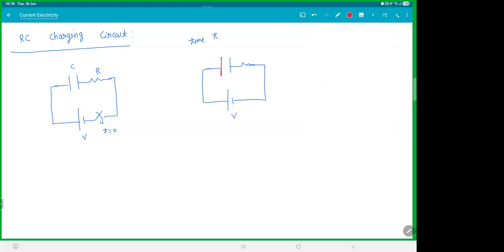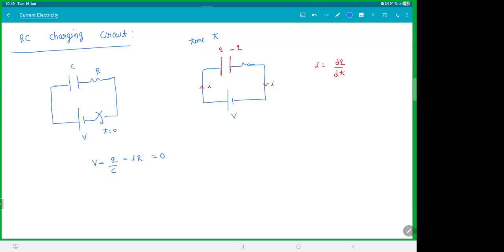The charge on the capacitor will be some Q. This would be minus Q, and the current in the circuit is I. And I is equal to dq by dt. So rate of charge on this capacitor is this. Apply Kirchhoff's law. That's always valid. So that would be V minus Q by C minus IR is equal to 0.